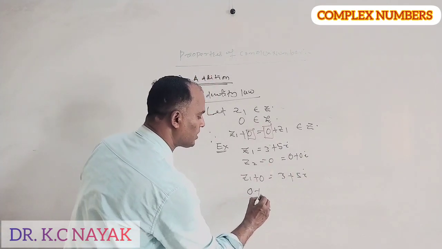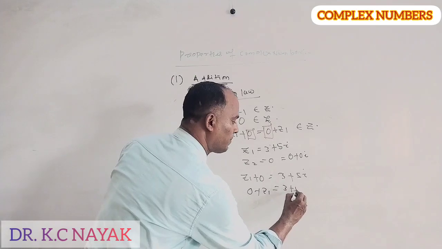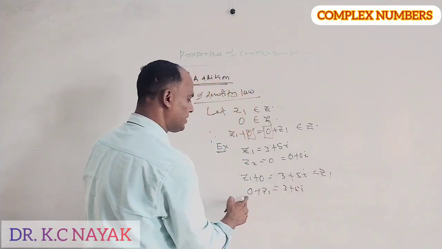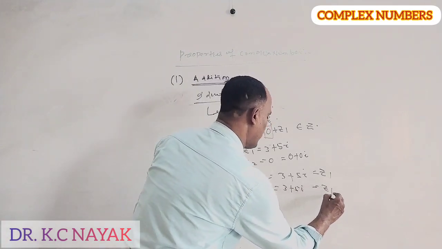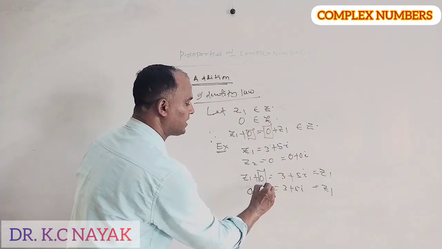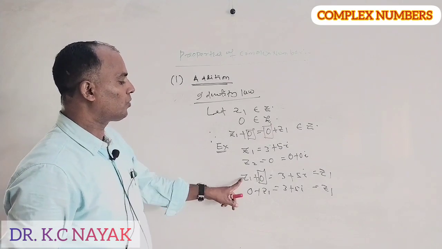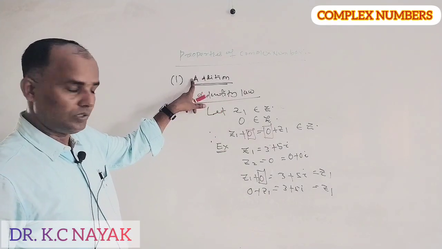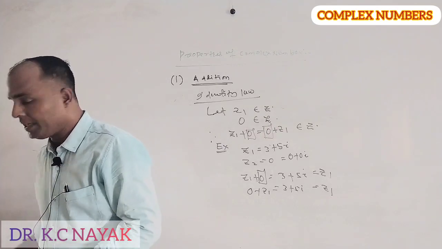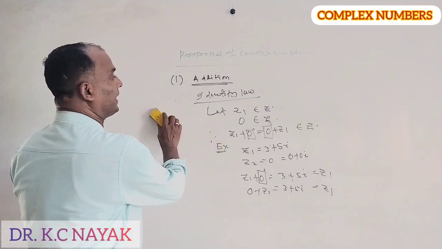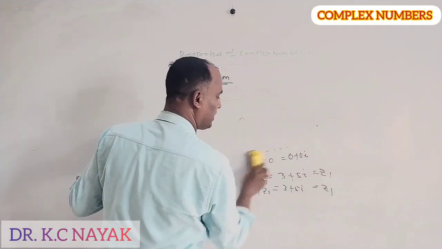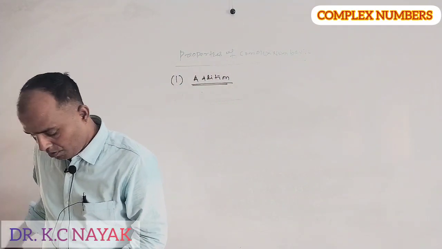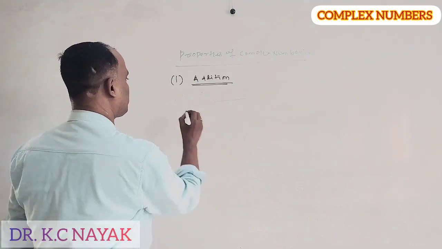Similarly, 0 plus Z1 is equal to 3 plus 5i. That means Z1 plus 0 is equal to Z1, and 0 plus Z1 is equal to Z1. What is the role of 0? 0 is treated as the additive identity. That means the additive identity is a property of addition. After that, we come to the additive inverse. Here 0 is the additive identity. Then what is the additive inverse?